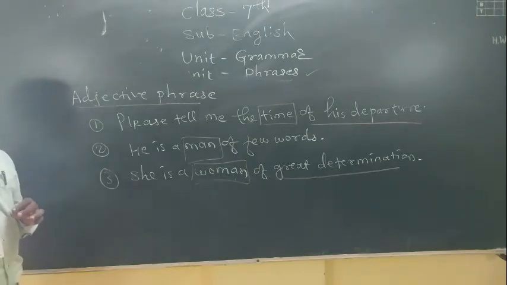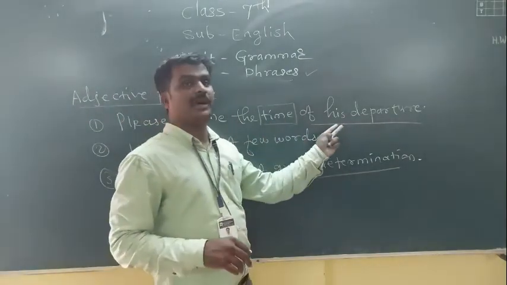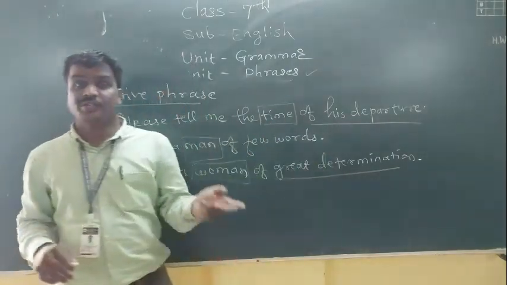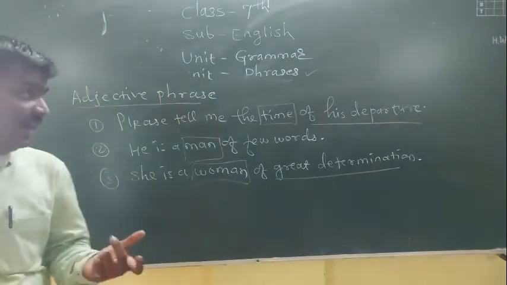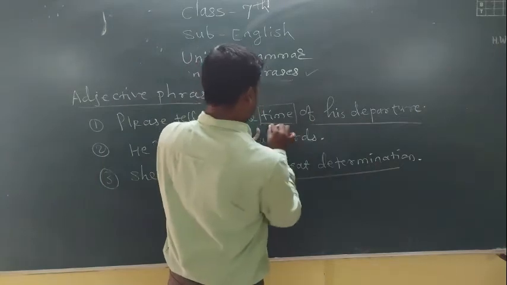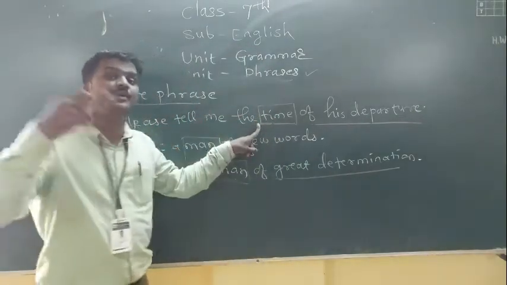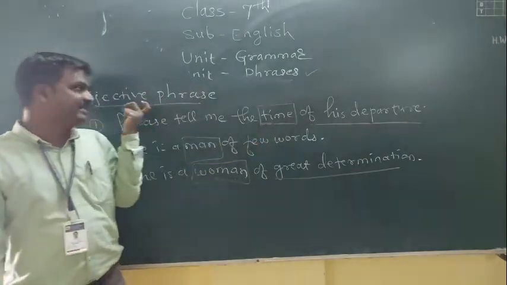The word that describes the noun is called an adjective. Look here: Please tell me the time of his departure. Here, "of his departure" qualifies and describes the noun, the word "time." It modifies the time, giving us information about the noun. That's why it is an adjective phrase.